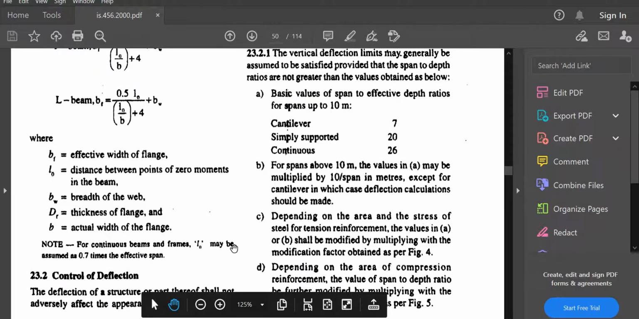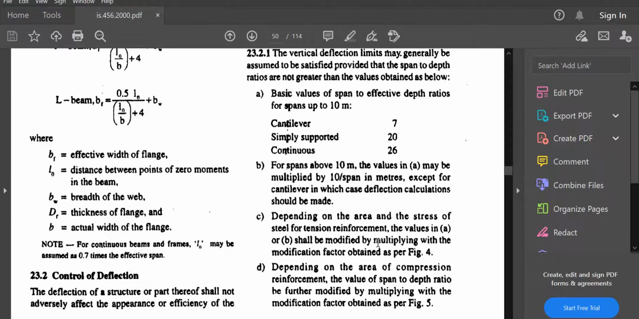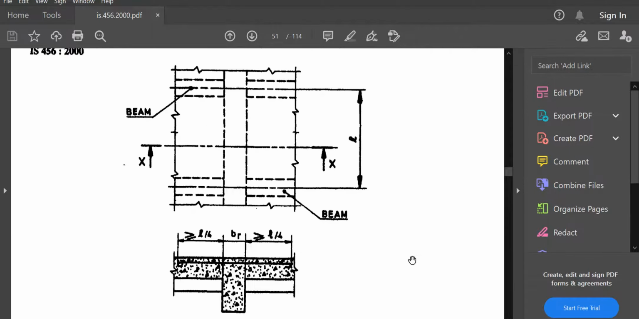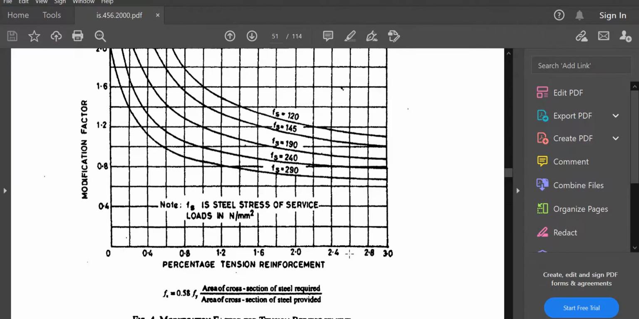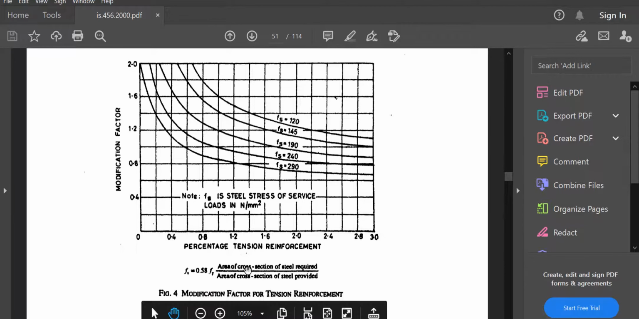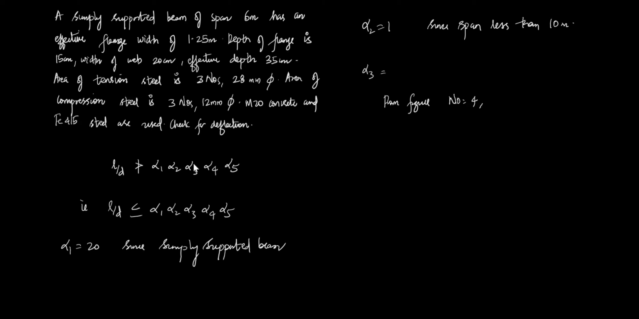Depending on the area and stress of the steel for tension reinforcement, the values in A or B shall be modified by multiplying with the modification factor given in figure number 4. If you go to figure number 4, you need to get the value for Fs. Fs is equal to 0.58 into Fy into area of steel required divided by area of steel provided. But here you don't have the area of steel required, you have directly the area of steel provided, so we will take the area of steel required as equal to area of steel provided.